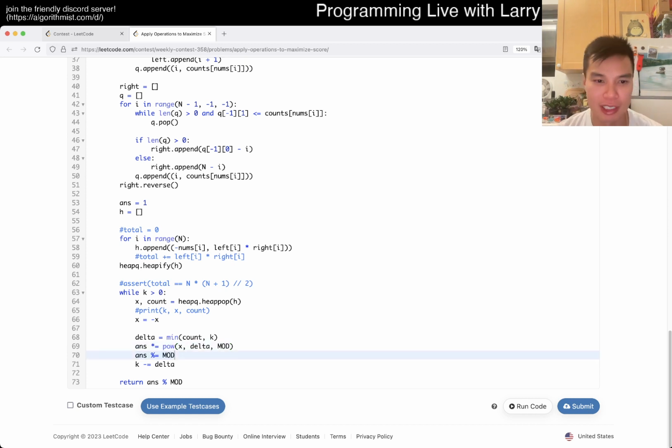And then that's why I was like, oh yeah, but you could still go over mod, so just make sure you mod it. And I'm like, okay, yeah, makes sense. But then I just forgot to actually do it. Come on, Larry. Just one of those days.